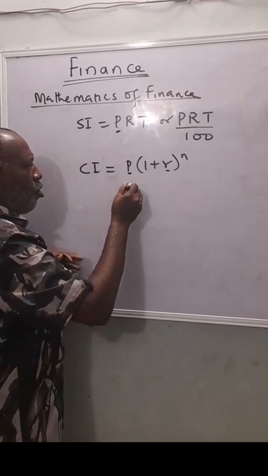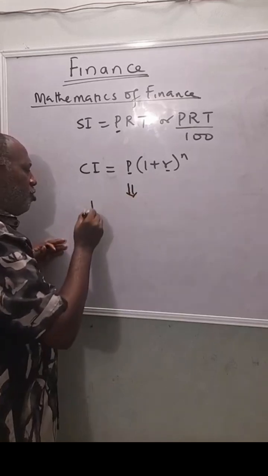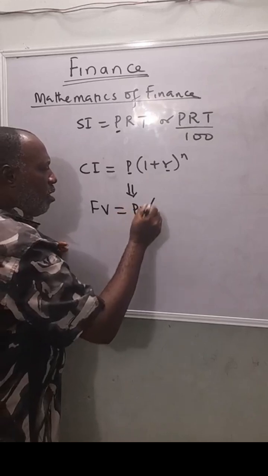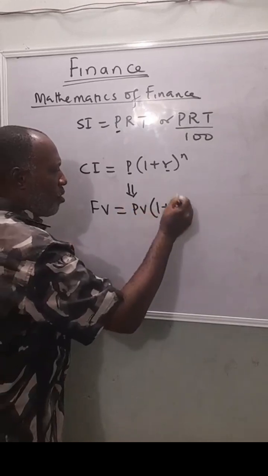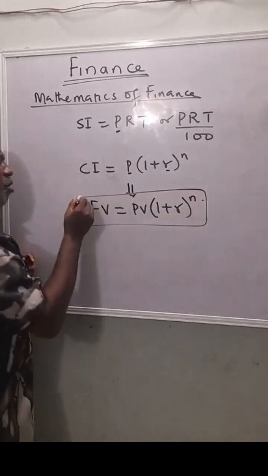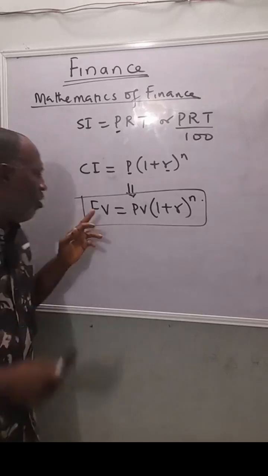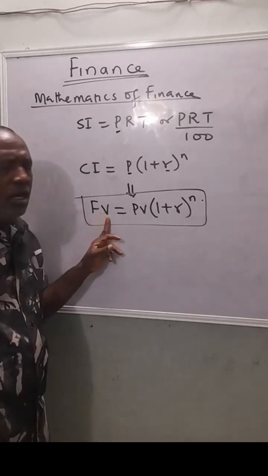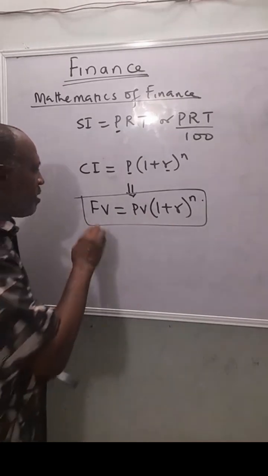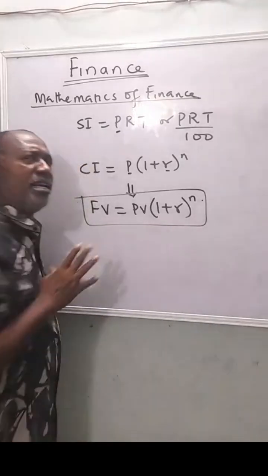And it is this compound interest that changes into what we call the future value of money, equal to the present value of money times (1 plus R) all raised to power N. This is the formula we use to calculate the future value of money and the present value of money. This is how your money is being calculated in the bank.